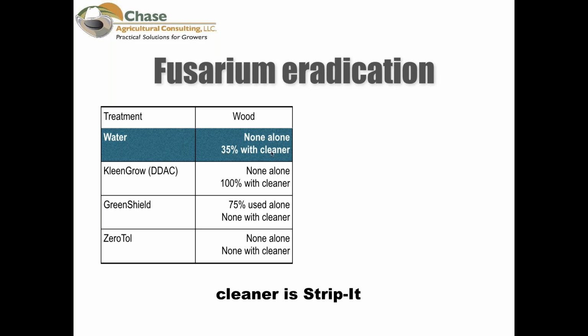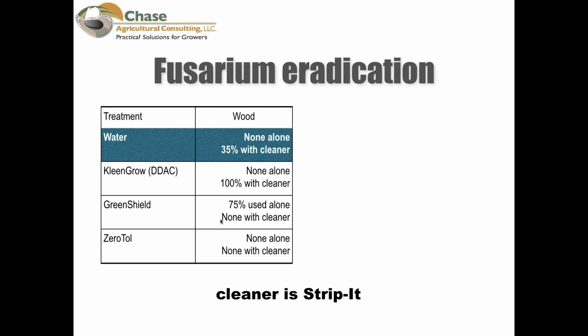Then we had 35% control with Strip It on wood. If you look at the Clean Grow, it did not work well on the wood alone, but with the Strip It, we've got 100%. So we've got an interaction, and that's not really an interaction. I shouldn't have said it that way. It's more of an additive benefit of using the cleaner, the Strip It first, and then that.